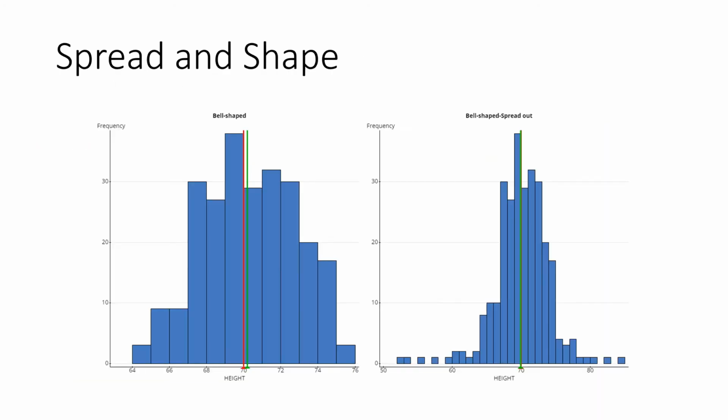So now we're going to talk about spread and shape. The spread of the data is how spread out the data actually is. For example, look at this bell-shaped curve, the one on the left-hand side. On the left-hand side, you're going to see a data set that's spread out, but not incredibly spread out. Its data values go from 64 to 76, so it doesn't have a huge set of values. It's in terms of heights, so that goes from 5 feet 4 inches tall to 6 feet 4 inches tall.